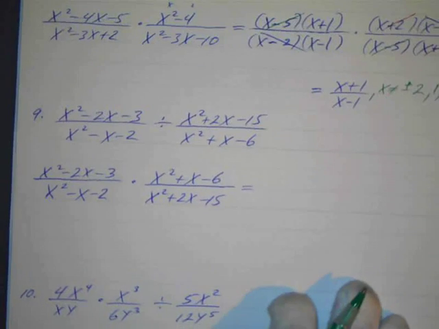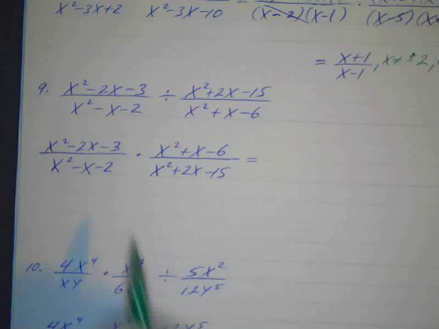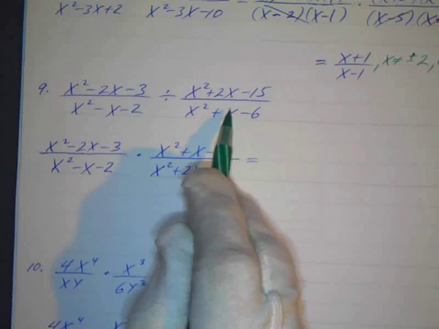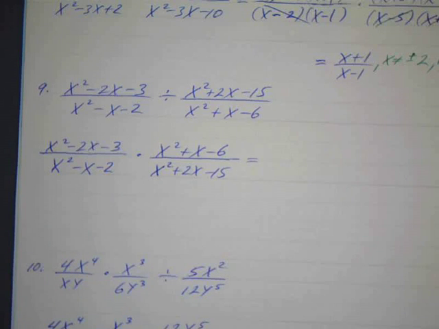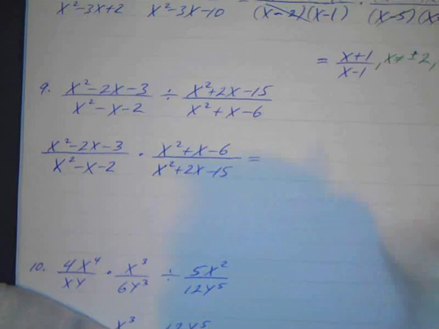Okay. Number 9. Again, this was the original problem, so we had to invert the divisor and multiply. And then we'll just have to factor this guy out here.